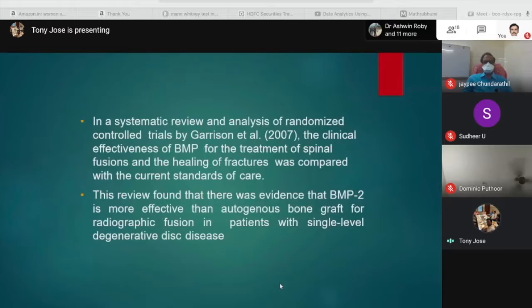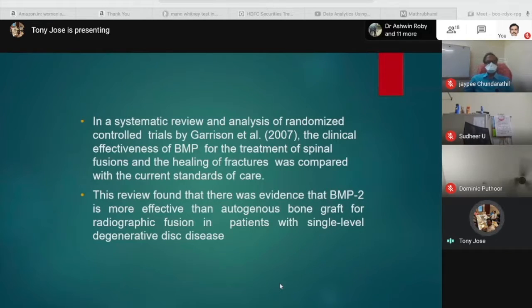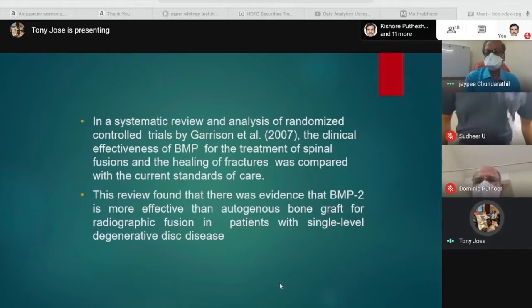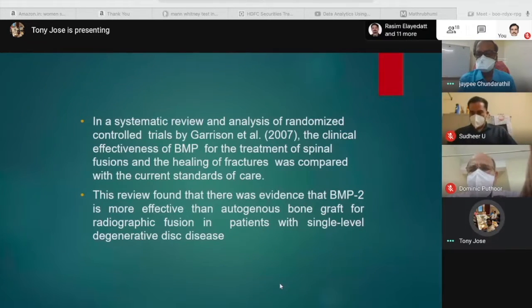In a systematic review and analysis of randomized control trials by Garrison et al., the clinical effectiveness of bone morphogenic protein for the treatment of spinal fusions and healing of fracture was compared with the current standard of care. The review found that there was evidence that BMP2 is more effective than autogenous bone graft for radiographic fusion in patients with single level degenerative disc disease.